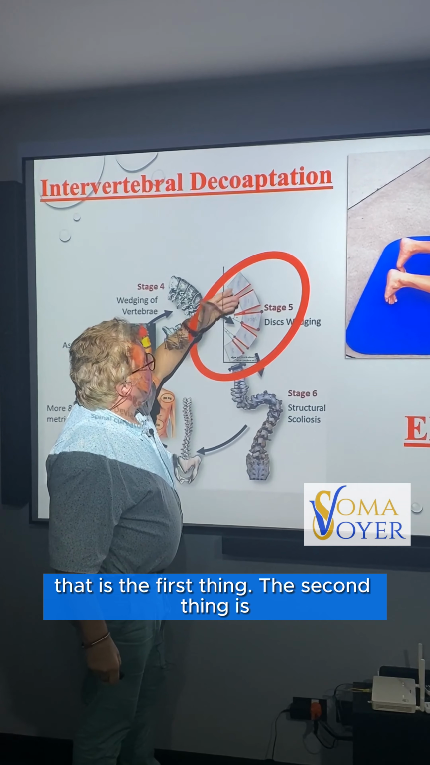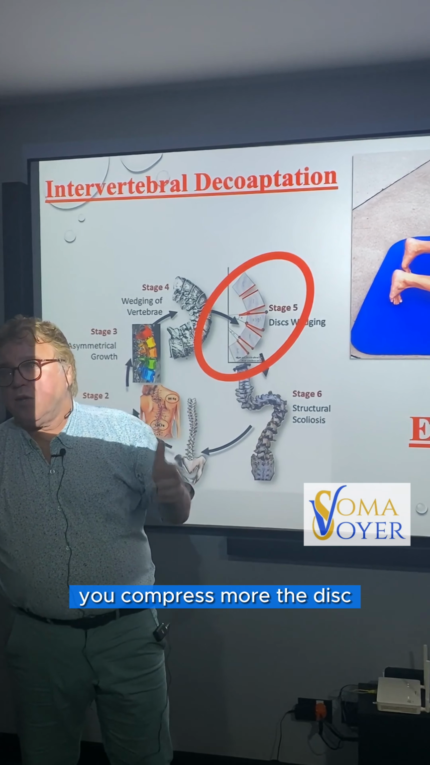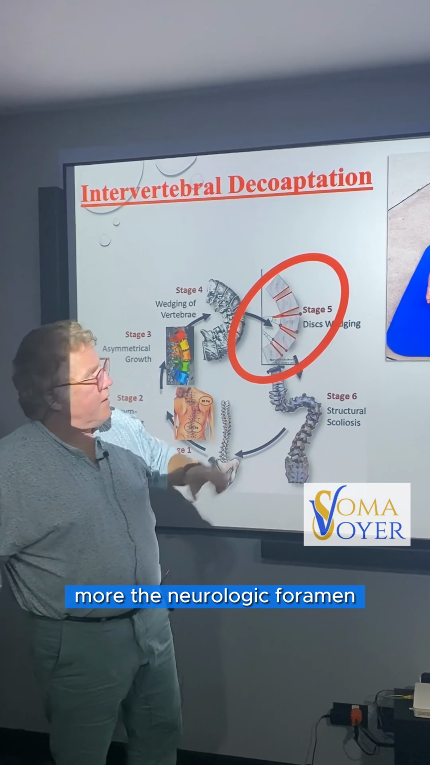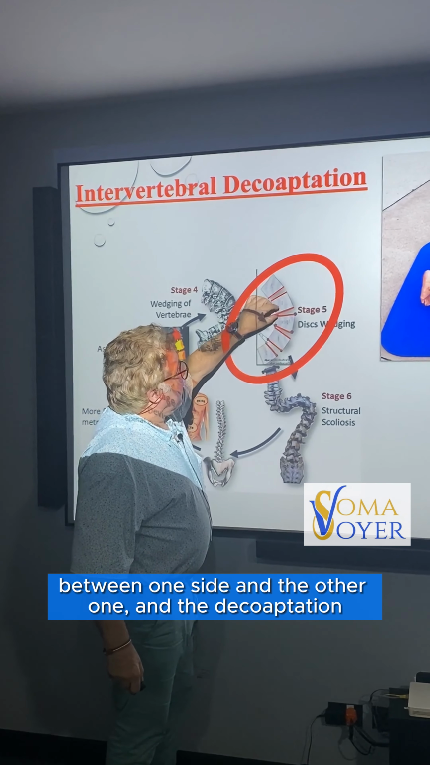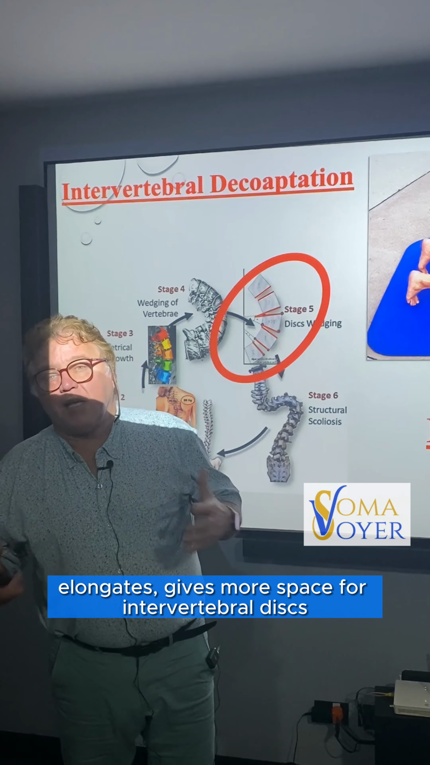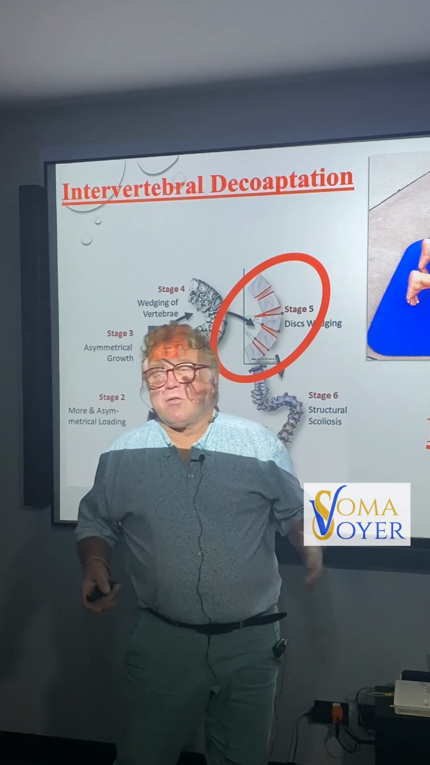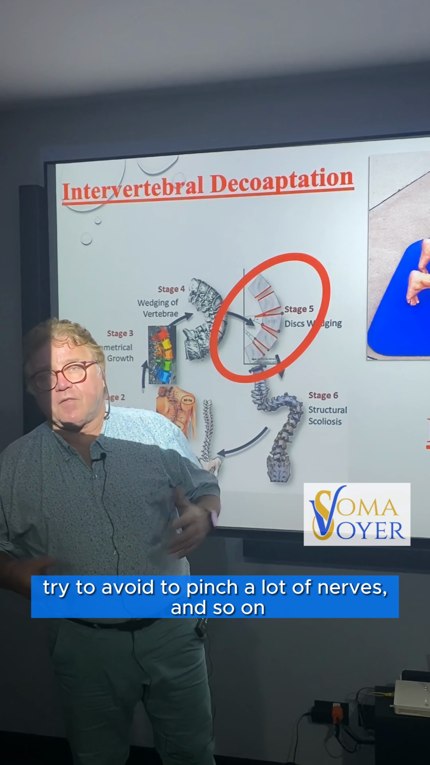That's the first thing. The second thing is when you have a curve like that, you compress more the disc or the neurologic foramen between one side and the other, and the decoaptation elongates, giving more space for the intervertebral disc, more space for the mobility of the nucleus pulposus, trying to avoid pinching a lot of nerves, and so on.